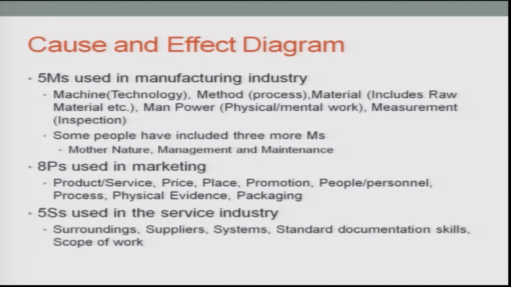The 8 P's in marketing are product and services, price, place, promotion, people and personnel, process, physical evidence and packaging. Obviously, they would also have a negative or a positive effect depending on how they are being utilized to improve quality. The 5 S's are used in service sectors. Initially we discussed the manufacturing sector, now the service sector. The 5 S's are surroundings, supply, system, standard documentation skills and the scope of work.